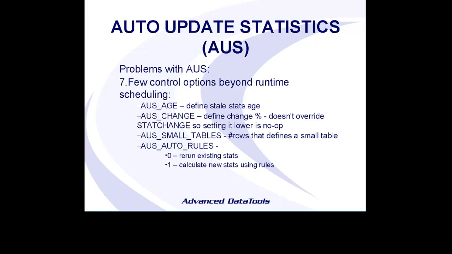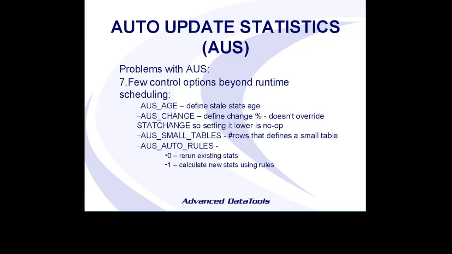There's no way to put a force option on in AUS, by the way. There's the AUS small tables, defines the number of rows that the AUS evaluator uses to determine if a table is small. If AUS says a table is small, it just does a high on the whole table, making its calculation simpler, and possibly getting you slightly better statistics for that table. Okay. Dostats does not have that optimization. That's an AUS thing, and not bad. And then there's AUS auto rules.